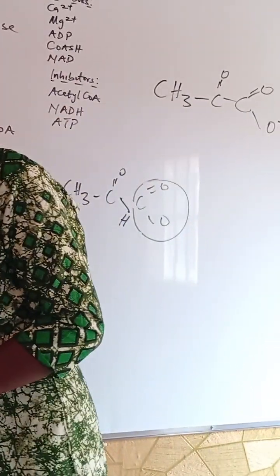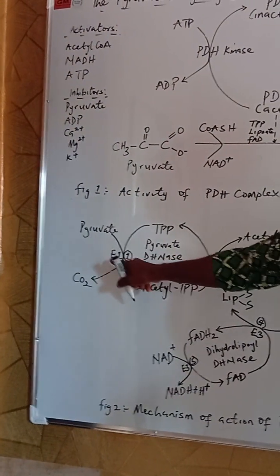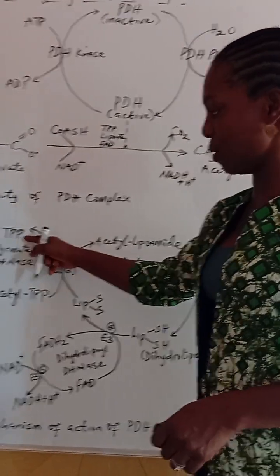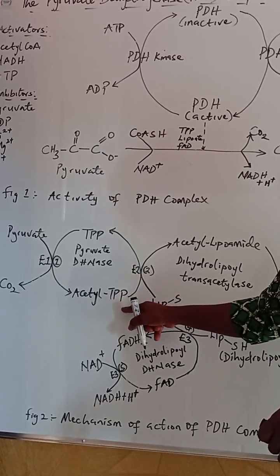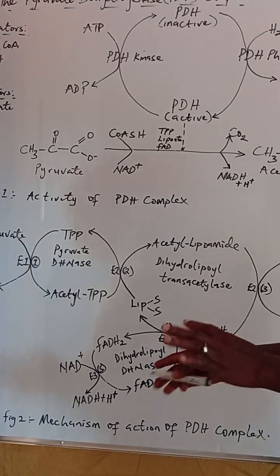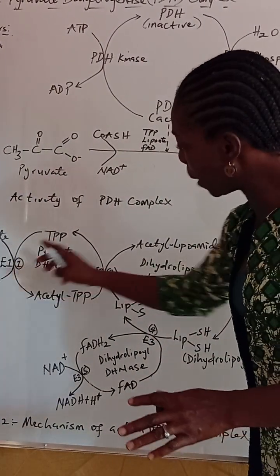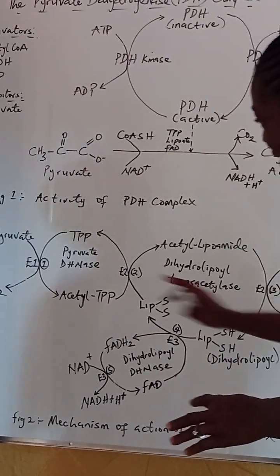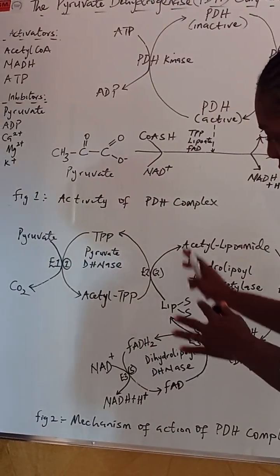So CO2 leaves, and TPP is a coenzyme of this enzyme. So CO2 leaves, and the remainder is attached to TPP, and it becomes acetyl TPP. That's the first step. The mechanism occurs in 5 steps. Step 1, pyruvate dehydrogenase removes CO2 from pyruvate, and the remainder is attached to TPP, its coenzyme, converting TPP to acetyl TPP.